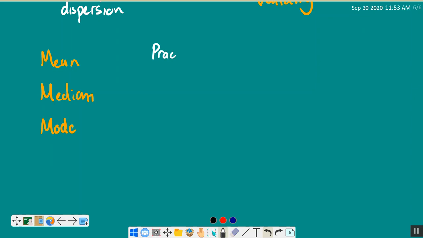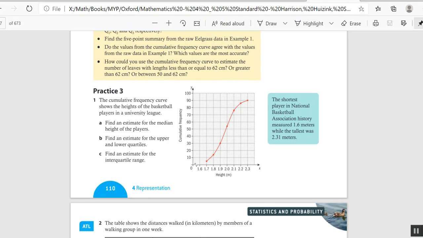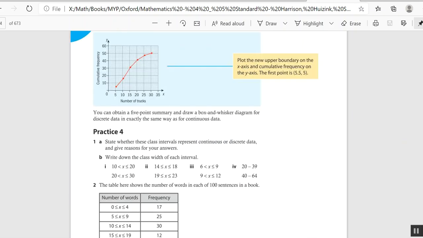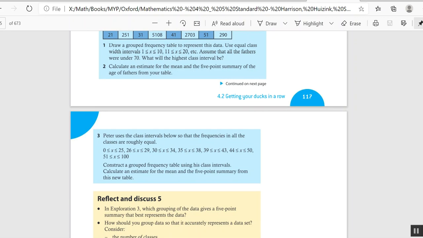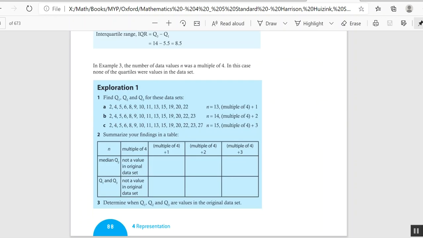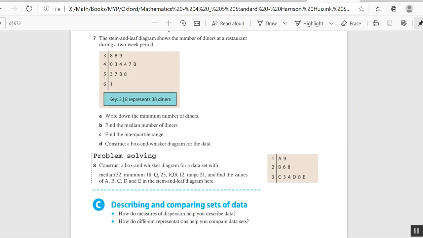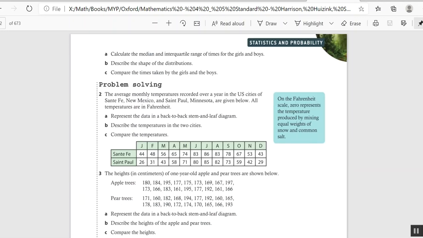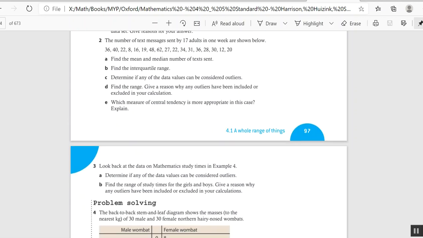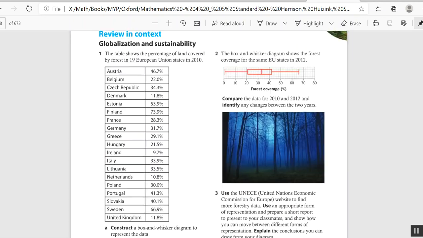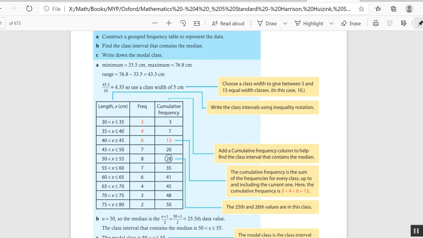Let's have a look. So we're saying practice 1, page 105. I think not so easy when I can't see the thing. All right, so what we're looking at is goes too quickly. Okay.